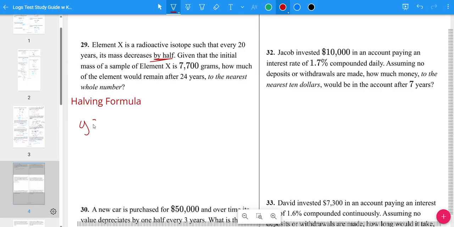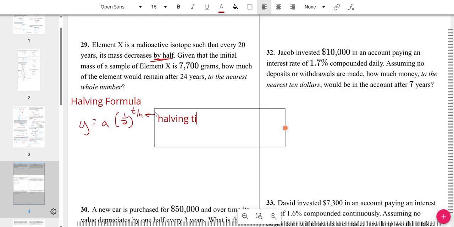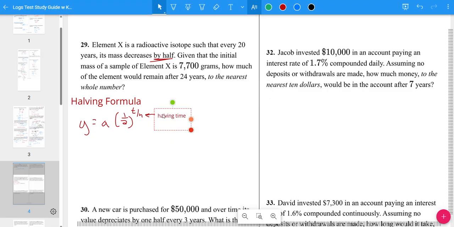So Y equals, let me make sure this is the same format that they use on Delta Math, because if you get it on Delta Math and click show example, I want to make sure I'm using the same exact formula. Yep. So Y equals A times 1/2, and instead of T over D, it's T over H. This is the halving time, how long it takes to halve. This is just my time passing, and then this is my initial amount.